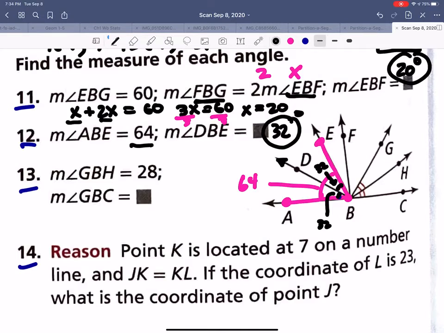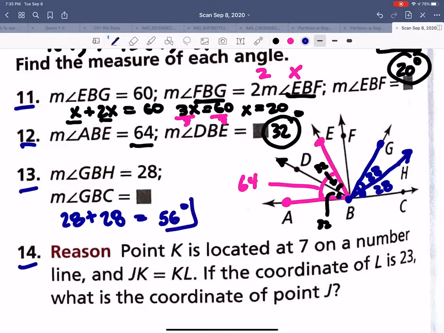GBH. Okay, so now I'm over here. GBH is 28. So there's two arcs on that. That's 28. There's two arcs here, so I know that's 28. What is the measurement of GBC? So GBC. So this is 28, and this is also 28. So the whole thing is just 28 plus 28. So that'd be 56 degrees.